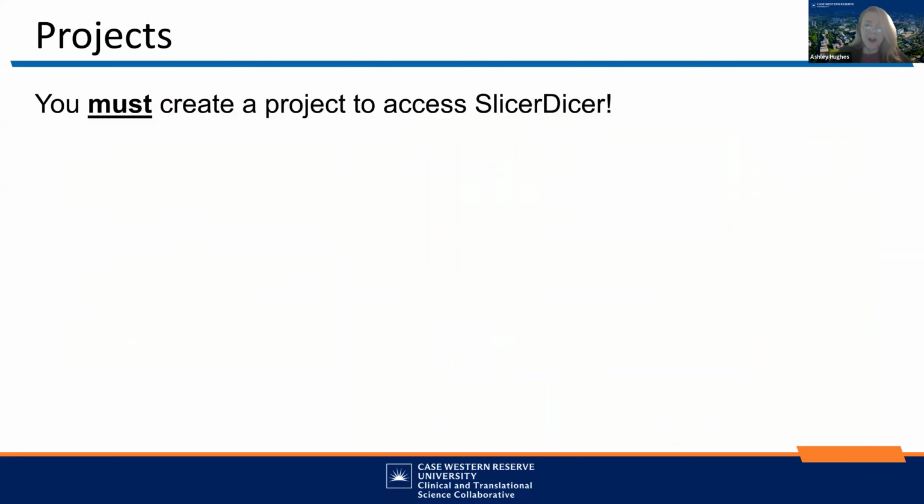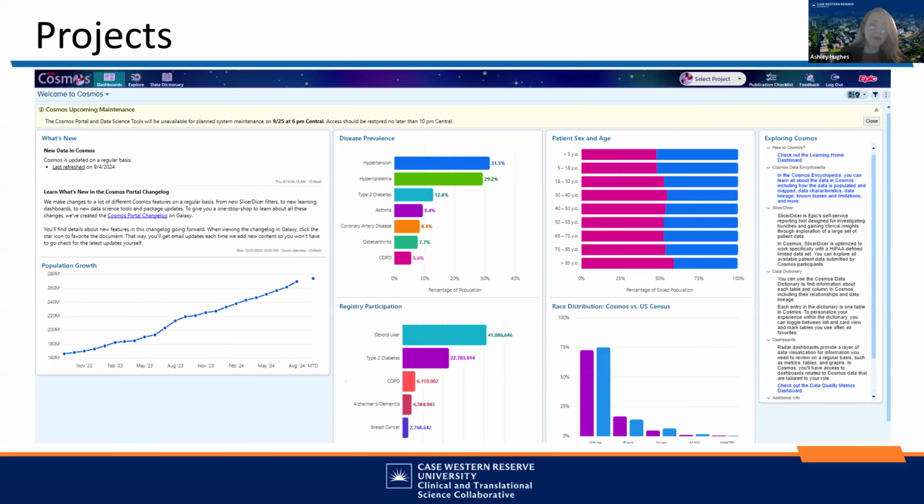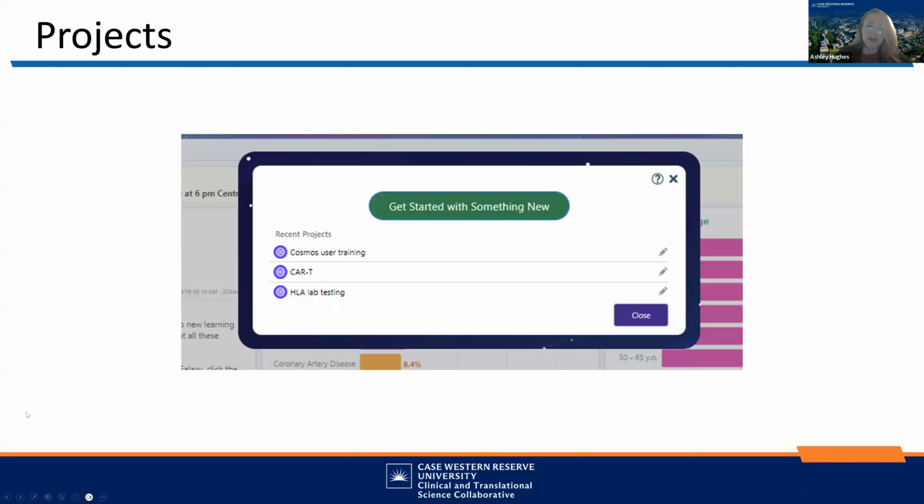Like I said, projects, though, are absolutely mandatory in order to access the slicer dicer features of Cosmos. So let's walk through where that is and what you need to do to create a project. So projects are here, right? We can still access this from our main landing page. And I've got some more screenshots from my Epic Cosmos account, which I have a few projects already listed.